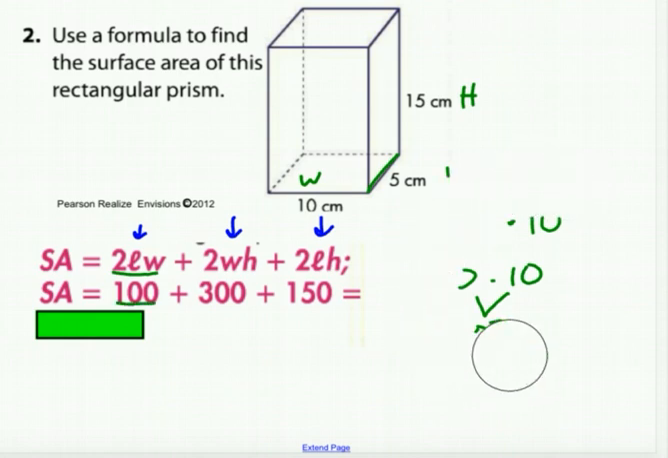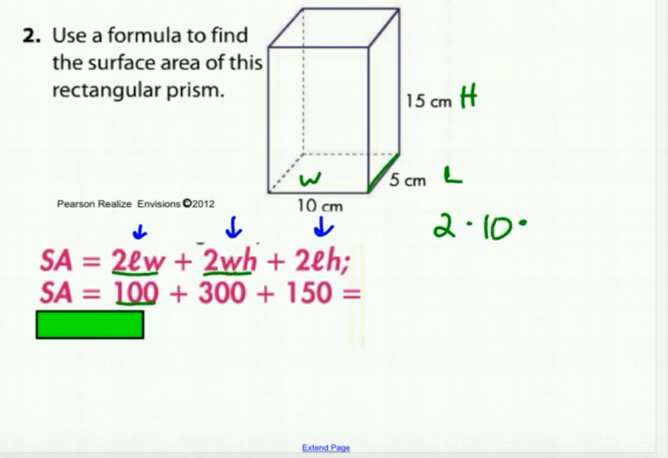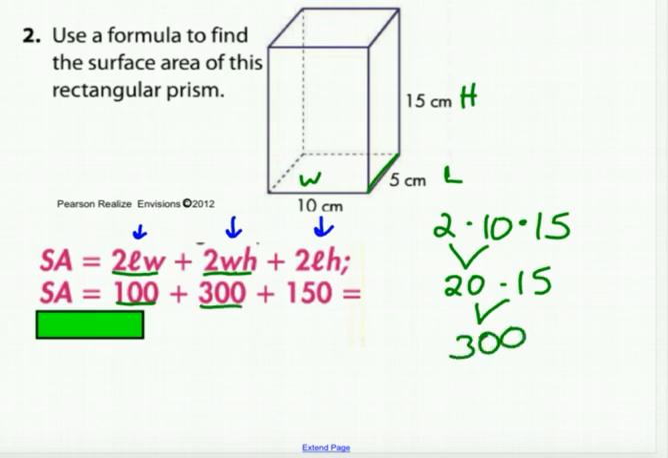If you wanted to figure out how you came up with the next measurement of 300, what you would have for this one would be 2 times the width of 10 times the height of 15, and then you multiply out using the order of operations to get 20 times 15, and then 20 times 15 would be 300. So that's how you came up with your 300.